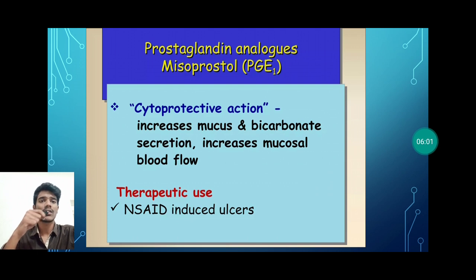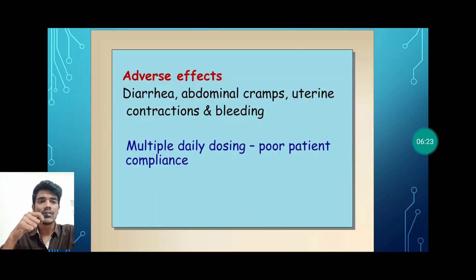Now, another drug is the prostaglandin analog. It includes misoprostol, only one drug. It has a cytoprotective action. It increases mucus and bicarbonate secretion and increases mucosal blood flow. Its main therapeutic use is to treat NSAID-induced ulcers. It also has some adverse effects like diarrhea, abdominal cramps, uterine contractions and bleeding. Because it is a prostaglandin, it increases GI motility and also increases contractions of the uterus. Because of its multiple daily dosing, it has poor patient compliance.